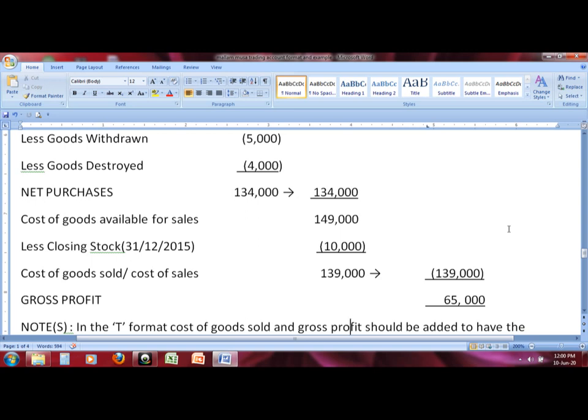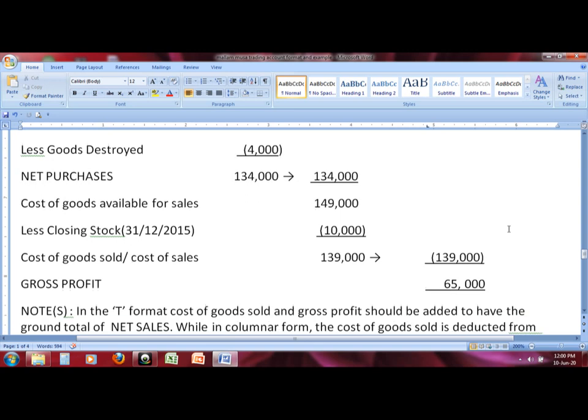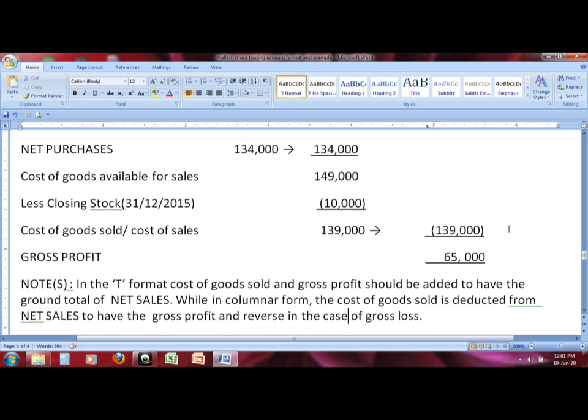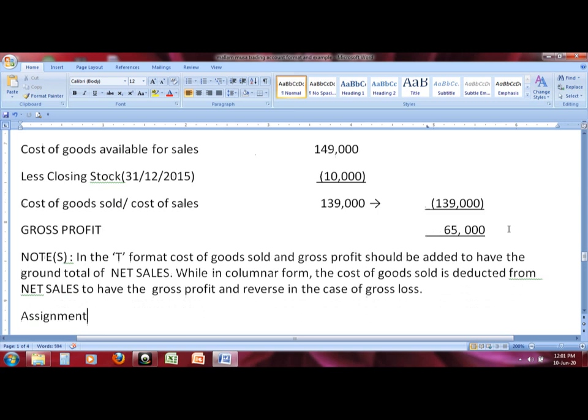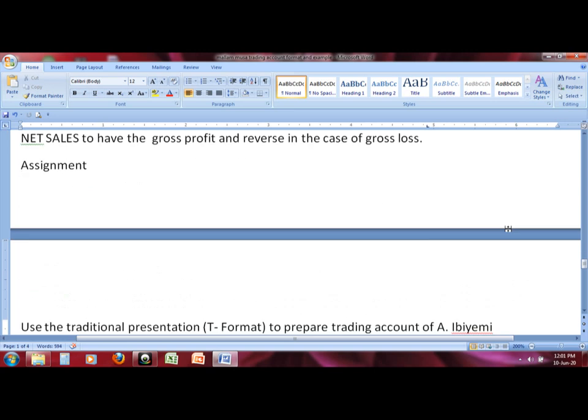Note this: in the T format, cost of goods sold and gross profit should be added to have the grand total of net sales. Yes, in the T format. I've said it. While in columnar format, the cost of goods sold is deducted from our net sales to have the gross profit, and the reverse in the case of gross loss as well. That's all about preparation of trading account.